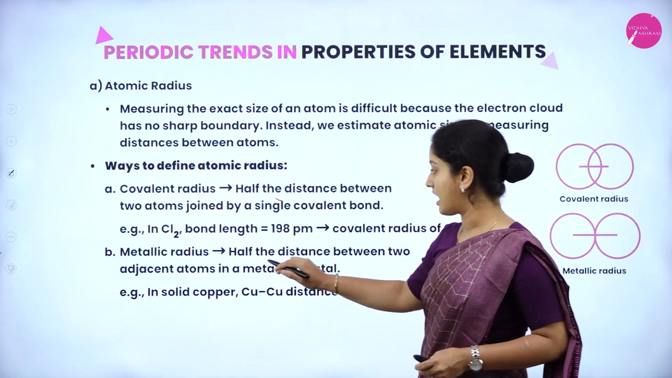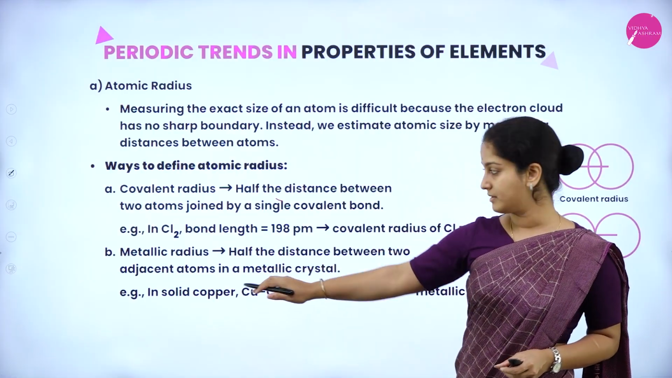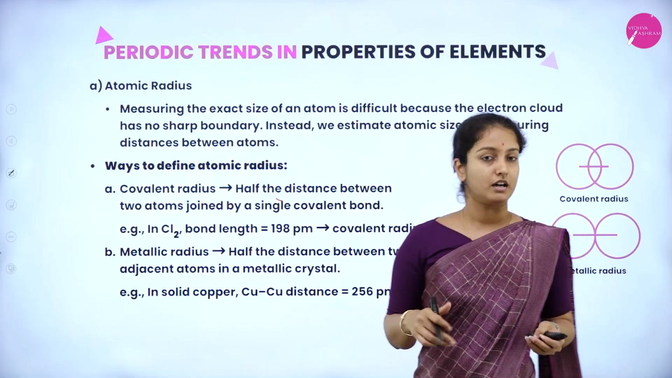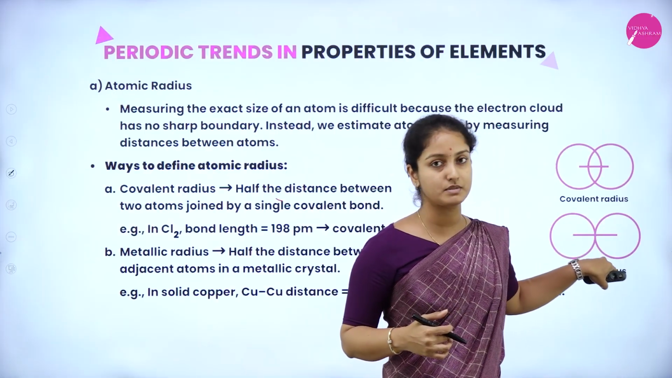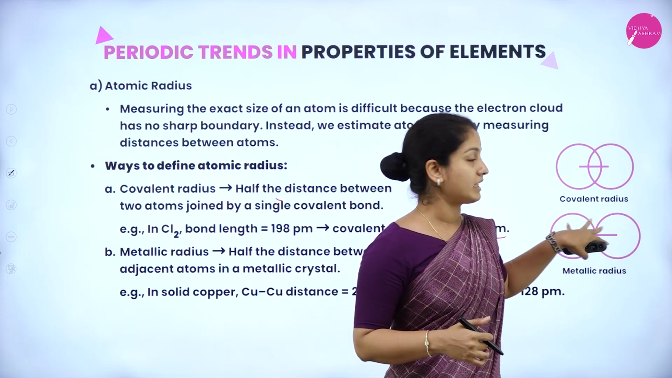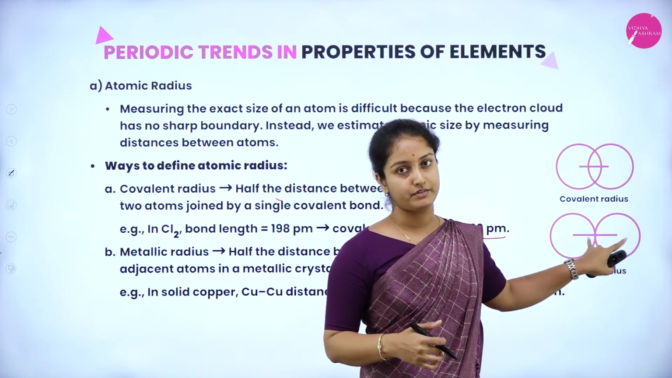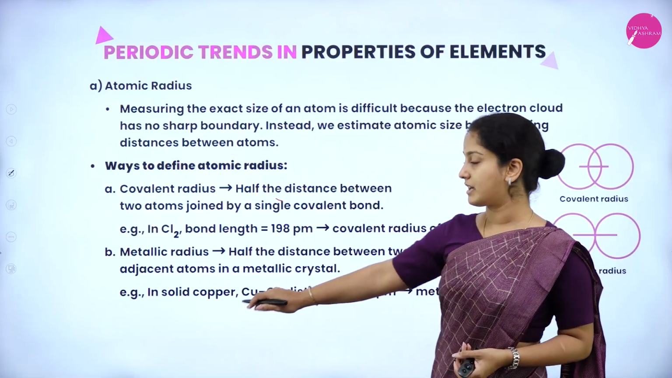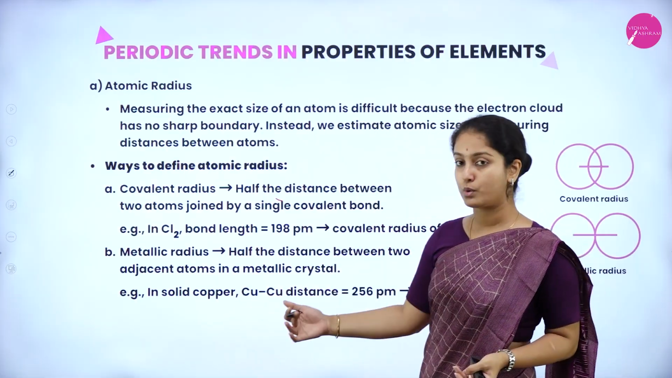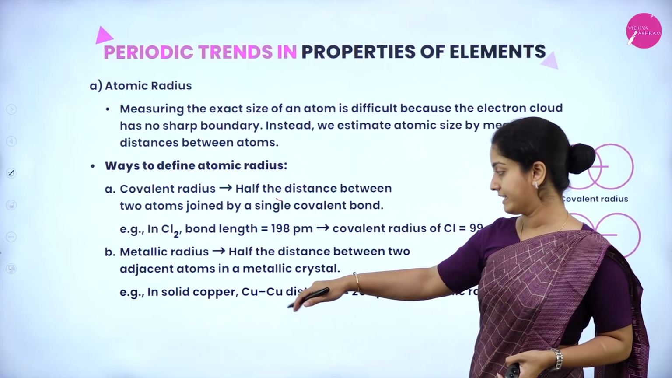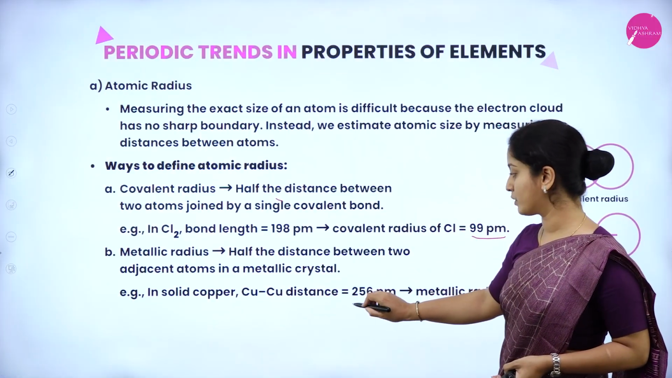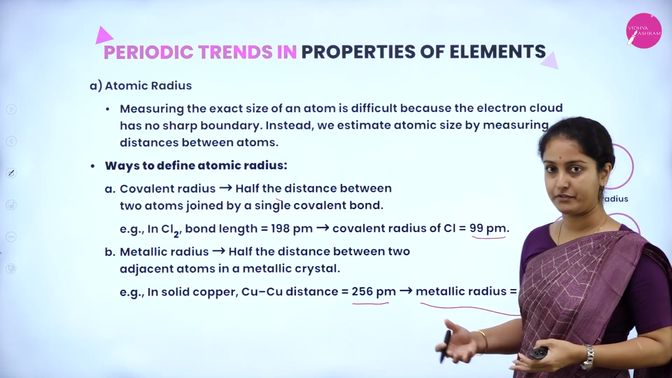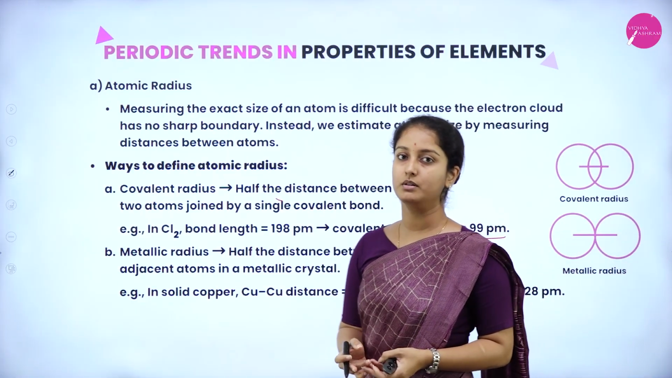Then metallic radius is half the distance between two adjacent atoms in a metallic crystal. So it is only for the metallic crystals. Say for example, when atoms are joined together, when they are placed adjacent to each other, so the half of the distance between two adjacent atoms are taken as metallic radius. For example, in solid copper, when copper and copper are placed adjacent to each other, the distance would be 256 picometer, but the metallic radius would be half of it, so it is 128 picometer.